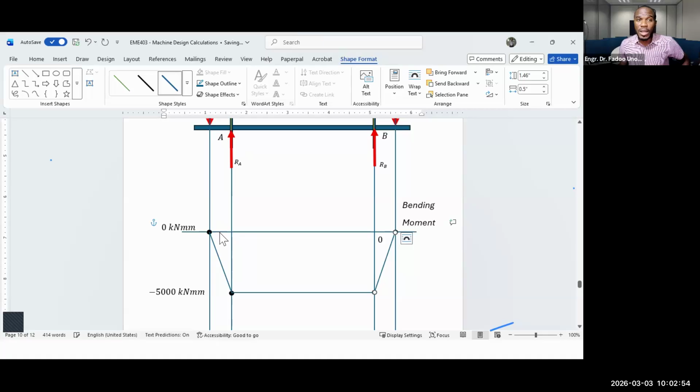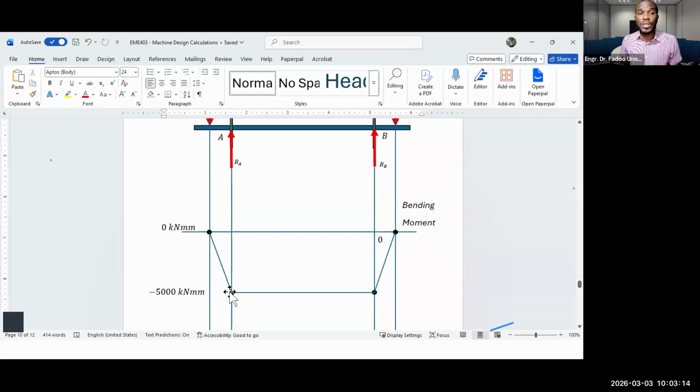Usually I don't have time to shade, but when you are drawing it in your exam or in your own book, you will need to shade that area there, right? And that gives you the bending moment diagram. So when you look at this, because this line is horizontal, we know that the value of the moment at this point is the same as the value of the moment at that point.